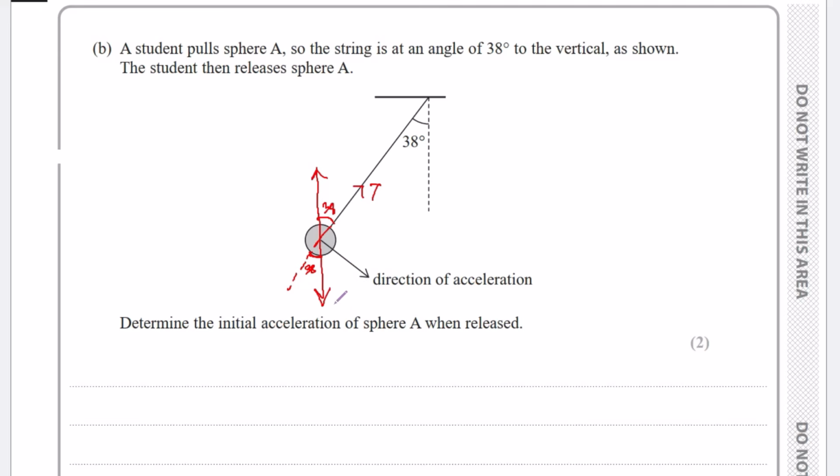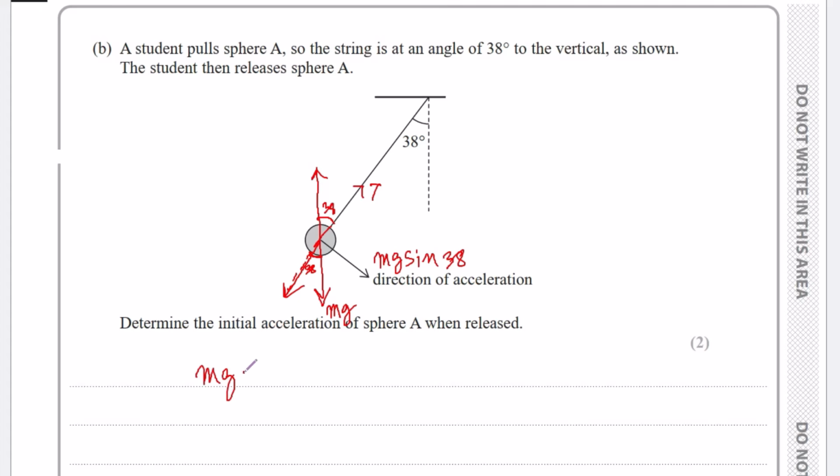So the weight is mg. Now mg has two components. One is with the angle, which is mg cos 38, and one is along this direction, that should be mg sine 38. And guess what? This component of the weight causes acceleration.